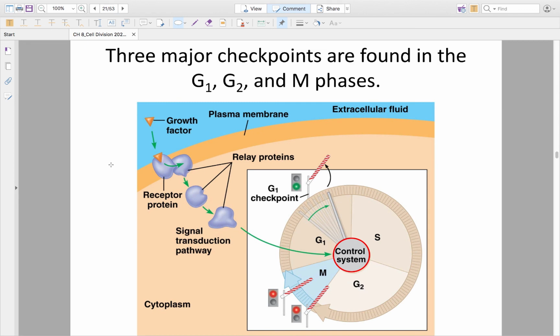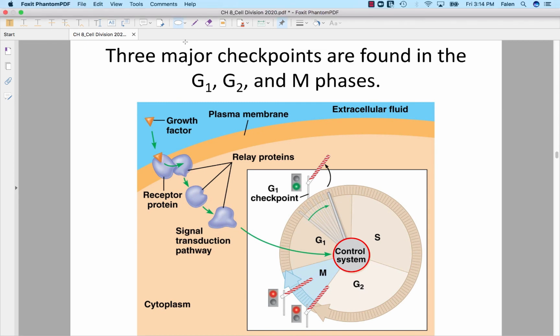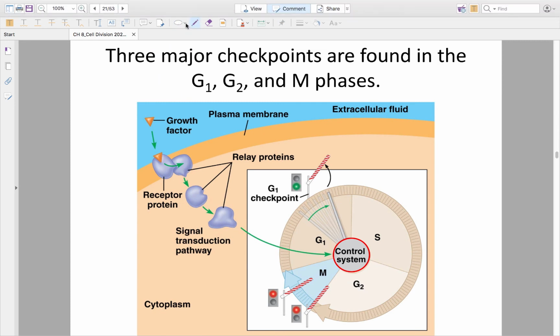All right, so this is how it works. First, let me get an arrow. Hang on, guys. There we go. All right, growth factor. This is a hormone. It has to bind to a receptor protein, and it does. That's the signal. This is the kind of go-to-the-cell-cycle signal. It says, okay, you're allowed to grow. Go ahead and enter the cell cycle. So it does. And it enters at G1.